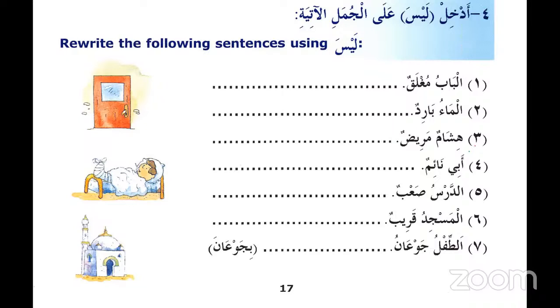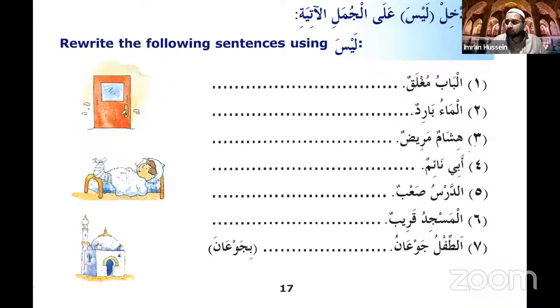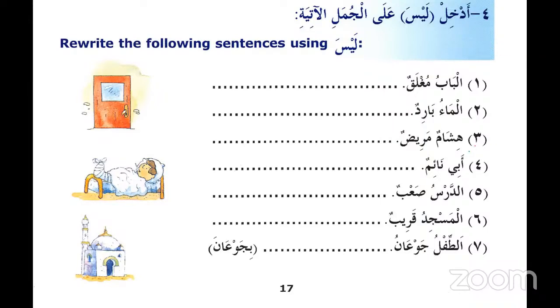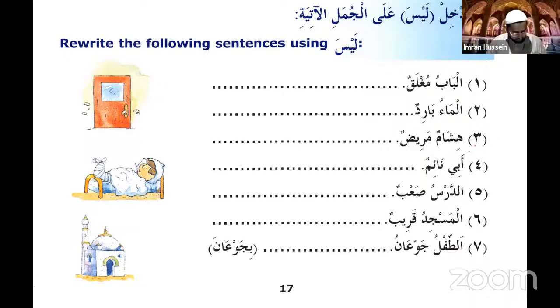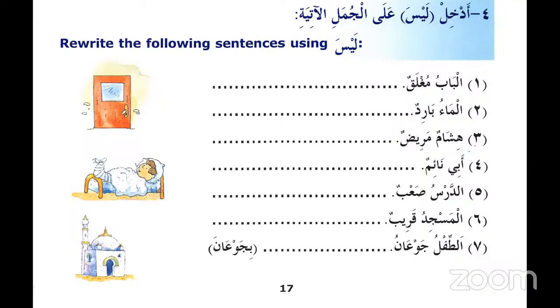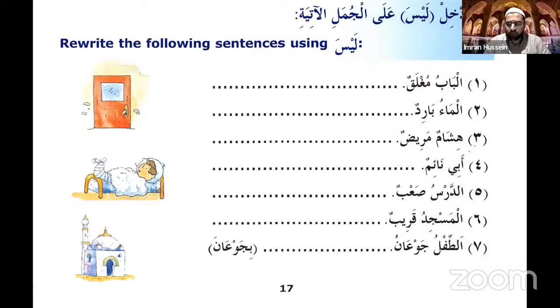Number 2, al-ma'u baridun, the water is cold. And then it would be al-ma'u laysa bi baridin, the water is not cold. Correct. And then Hashimun marizun, Hashim is sick, and Hashimun laysa bi marizin, Hashim is not sick. Correct. Do the rest also, and do one more, number 4.